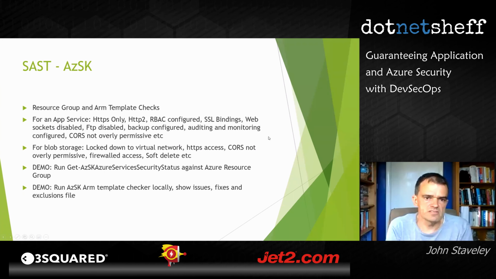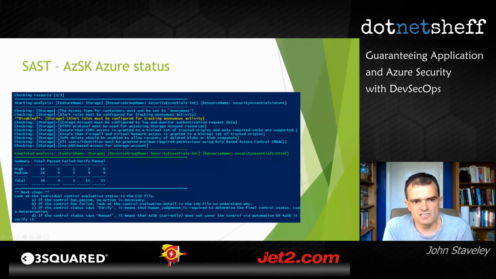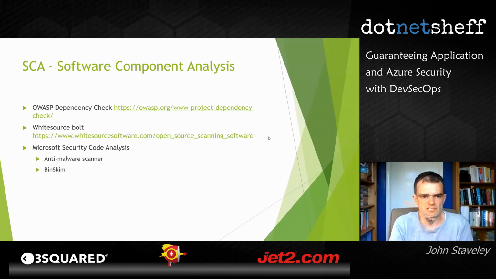So next on to software component analysis. This is things like NuGet packages and NPM packages. There you go, I didn't finish in the end. So you've got a couple of tools you can bring to bear here, the OWASP dependency checker and WhiteSource Bolt. And then again from the MCSA, you've got an anti-malware scanner and BinSkim. So more on those.